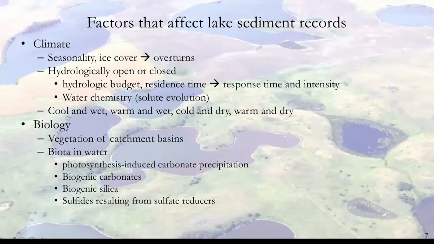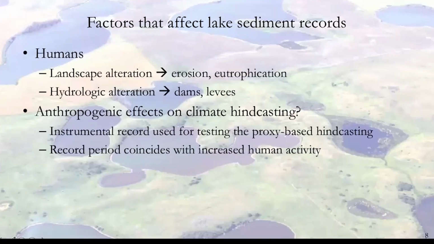Humans also affect the lake sediment. Especially in North America, when Euro-Americans came in, they cut down the trees and turned over prairie, which increased the erosion and then increased the eutrophication of the lakes. If they build dams or levees, it also changes hydrology.